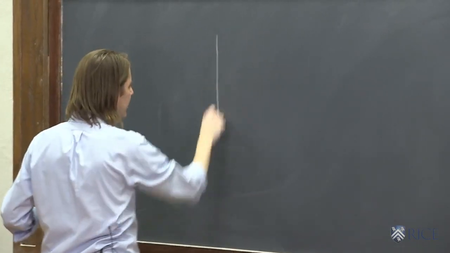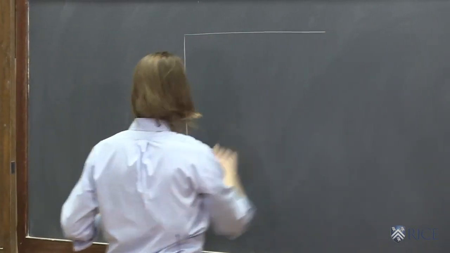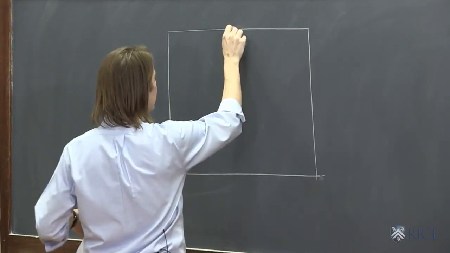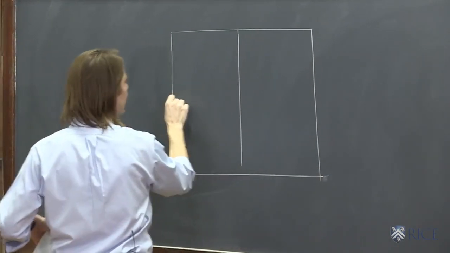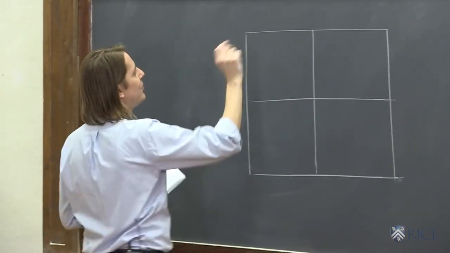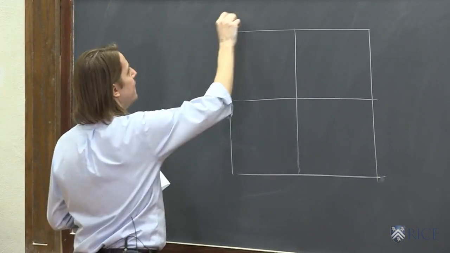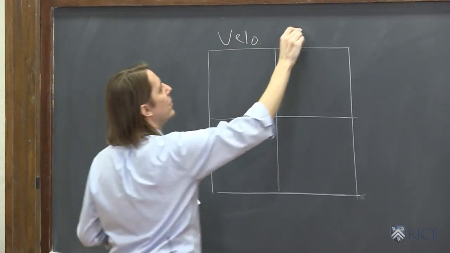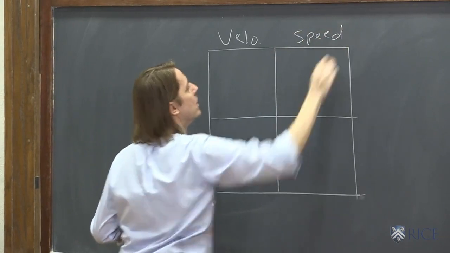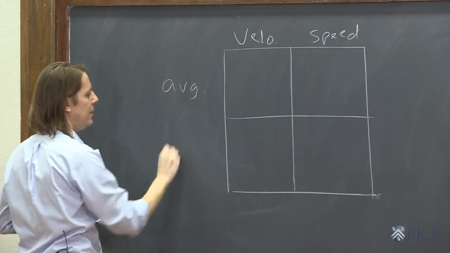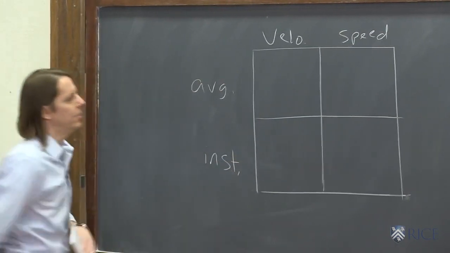So I like to draw the chart kind of like this. Let me see, and I'm going to draw something like this and something like this. And I'm going to write velocity here, and I'm going to write speed here. And then I'm going to write average here and instantaneous here.